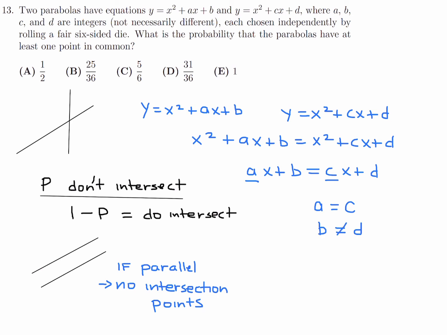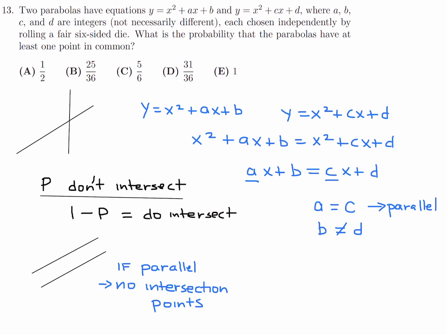Why is that? Because if B was equal to D and A is equal to C, it'd be the same lines. They'd be on top of each other. And two lines that are on top of each other obviously intersect infinite number of times. So we want A to be equal to C. That makes it parallel. But we do not want B to equal D because we don't want the lines to be identical. So these are the conditions that we want.